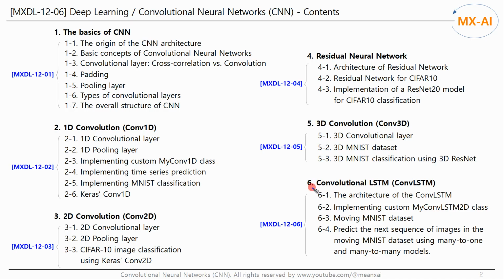In the final chapter of the CNN series, we will look at the Convolutional LSTM. We will look at the basic architecture of the ConvLSTM and implement a custom class for it. And let's look at the moving MNIST dataset that will be used to test this model. Finally, we will use many-to-one and many-to-many models to predict the next sequence of images in the moving MNIST dataset.